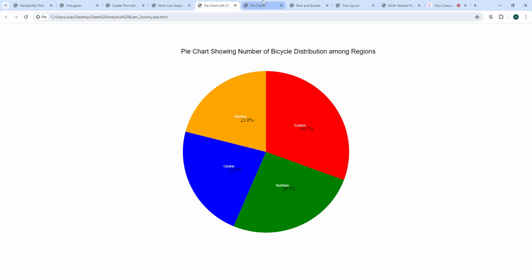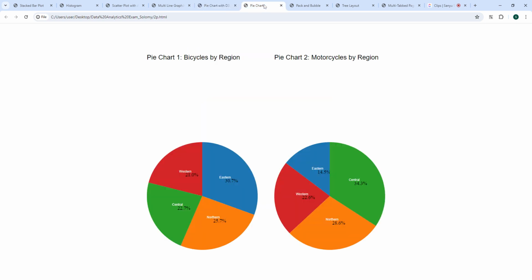So I also wanted to see the relationship between the number of bicycles in the region and the number of motorcycles in the region. So this is how it came out. The northern region in this took on orange. The bicycles were 25.7% representation, and the motorcycles were 28.6%.